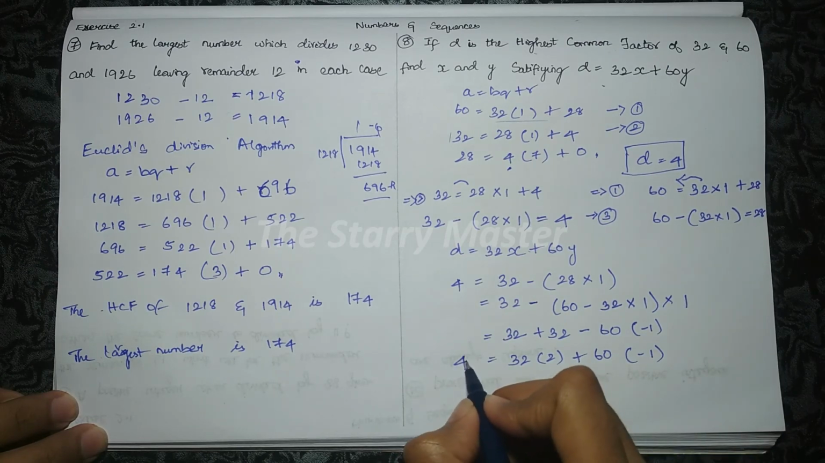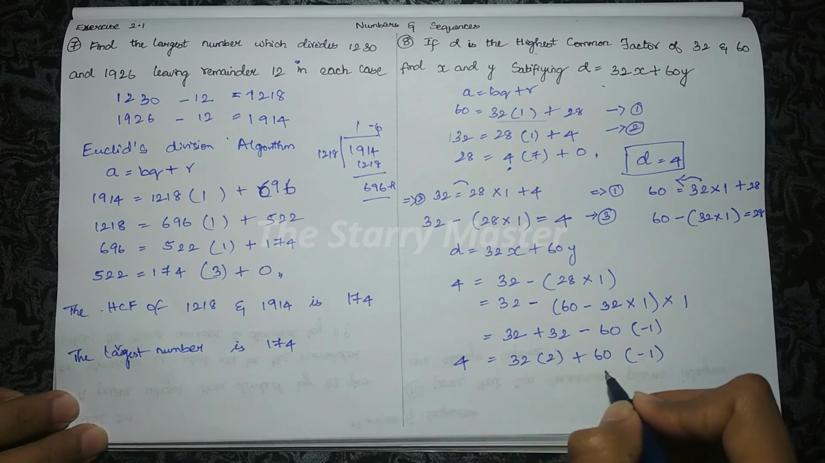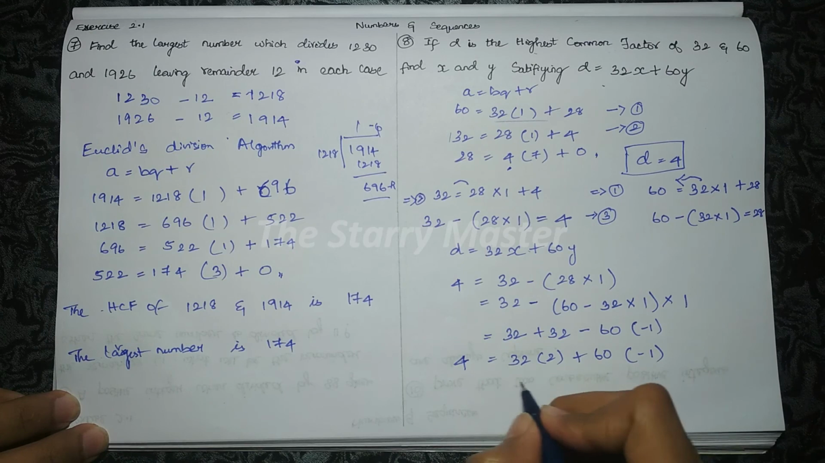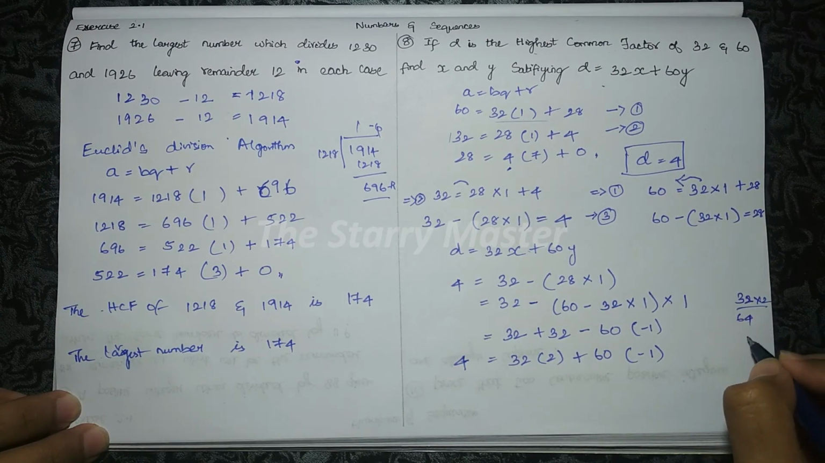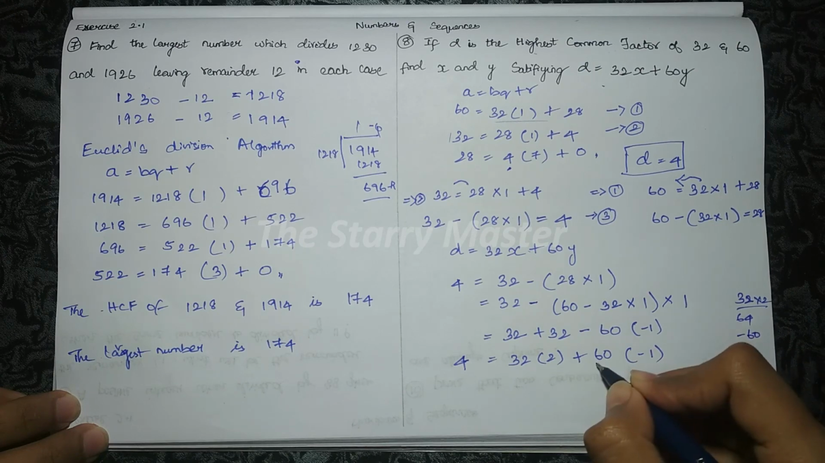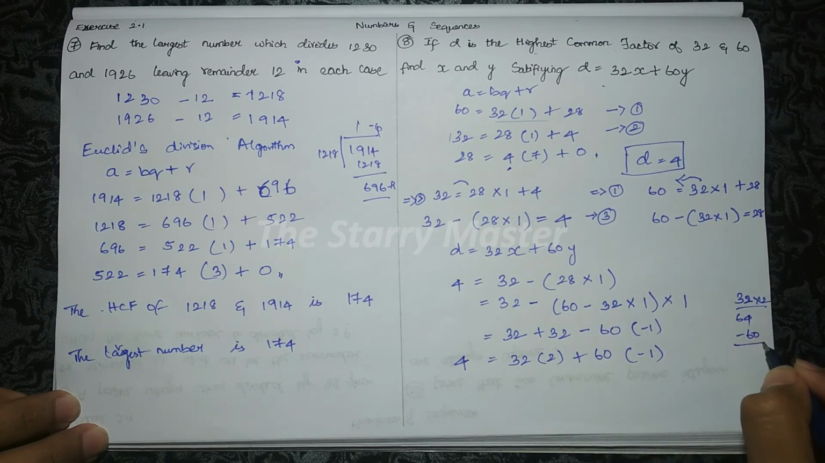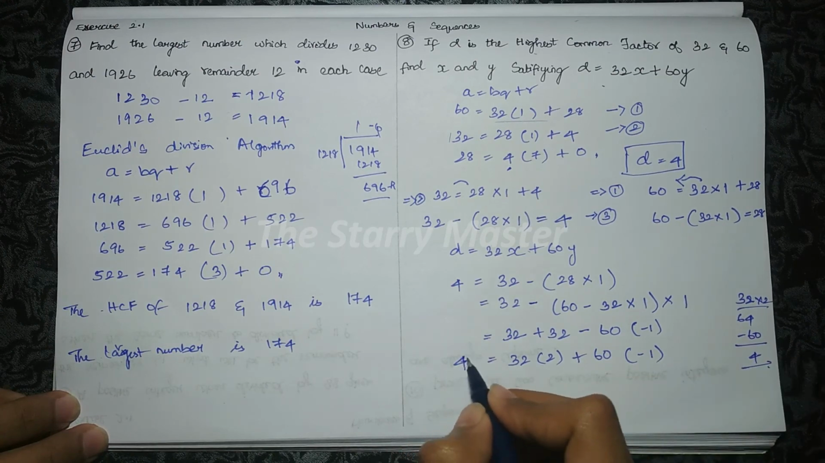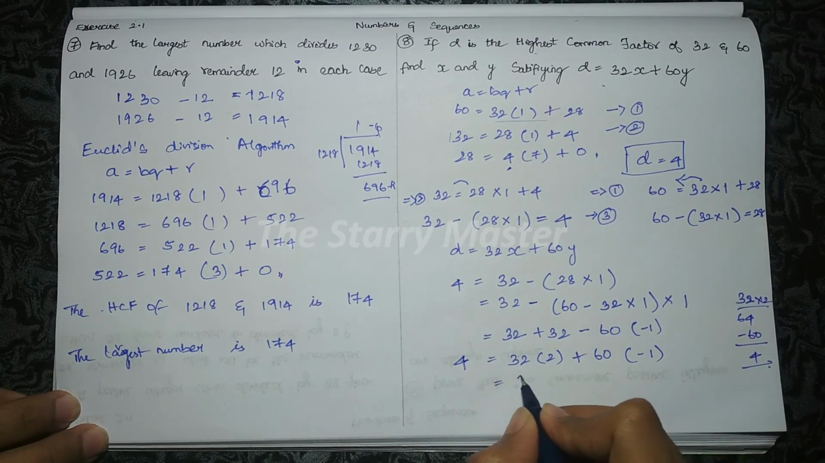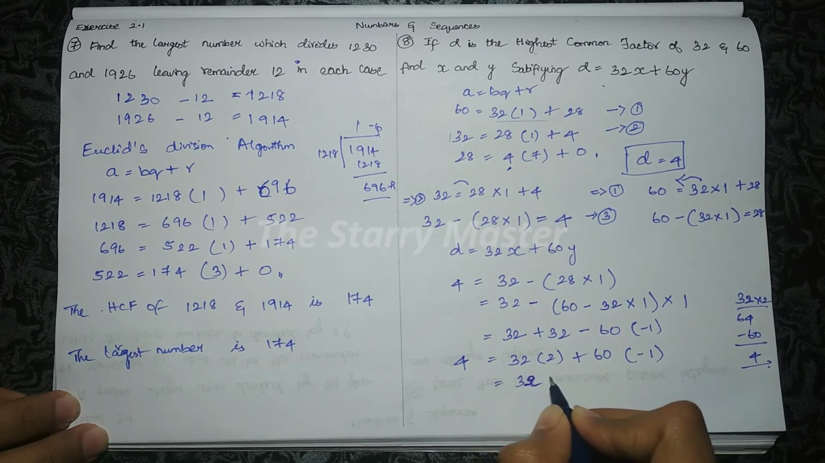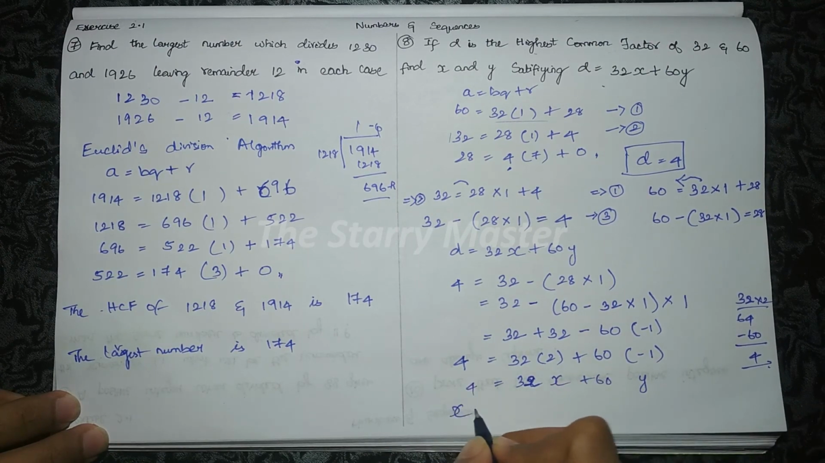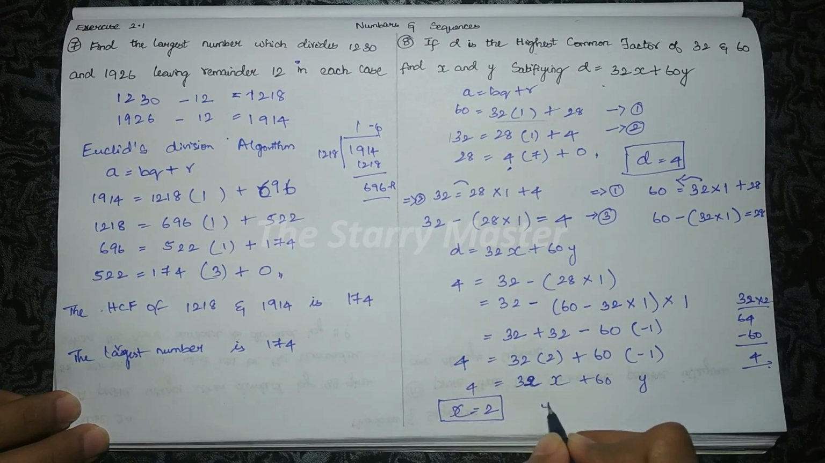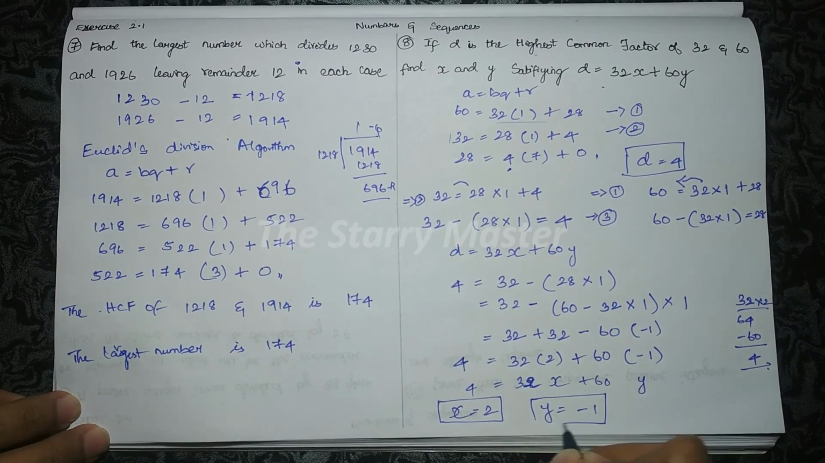So we can get the value 4. See, 32 into 2, we will get 64, plus we get minus 60 minus 1 is minus 60, so we get 4 here. So we need 4. So here 32x plus 60y is equal to 4. So x is equal to 2 and y equal to minus 1.